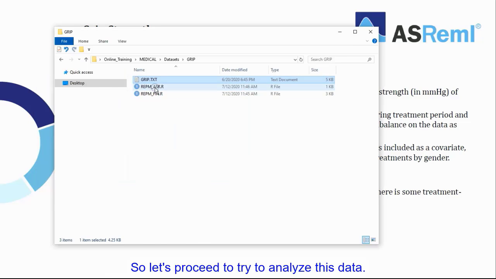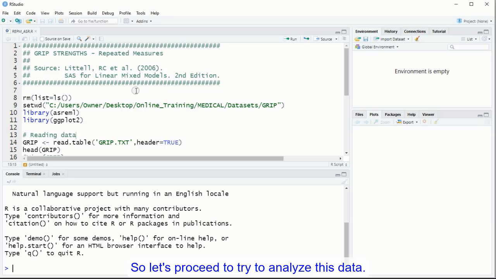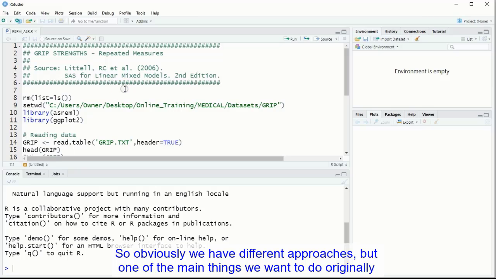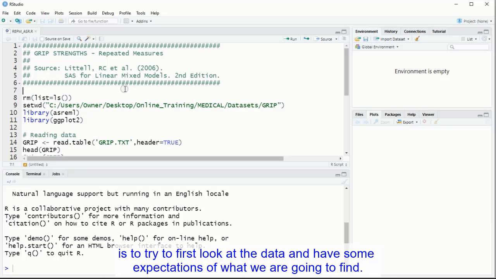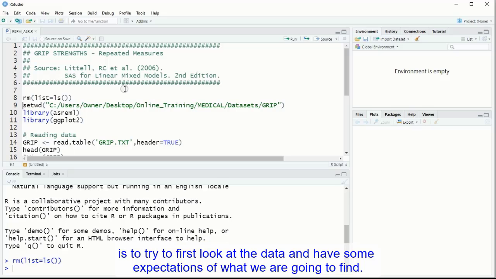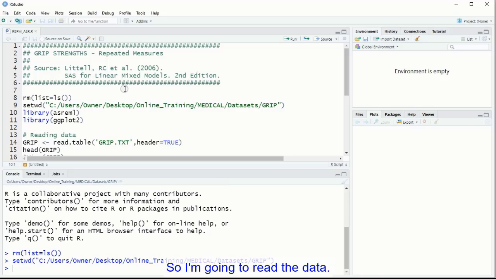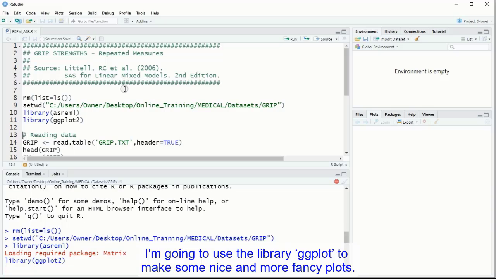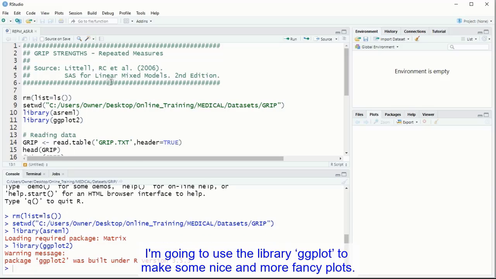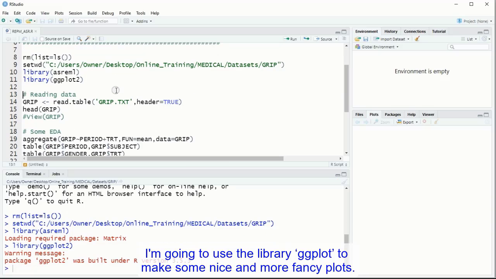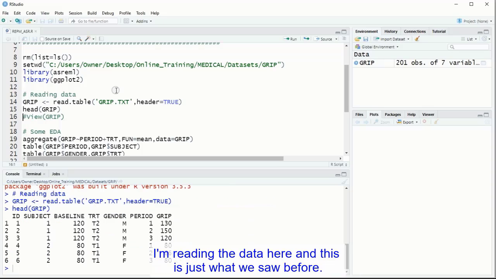So let's proceed to try to analyze this data. Obviously we have different approaches, but one of the main things we want to do originally is to first look at the data and have some expectations of what we're going to find. So I'm going to read the data. I'm going to use the library ggplot to make some nicer, fancier plots. I'm reading the data here. This is just what we saw before.